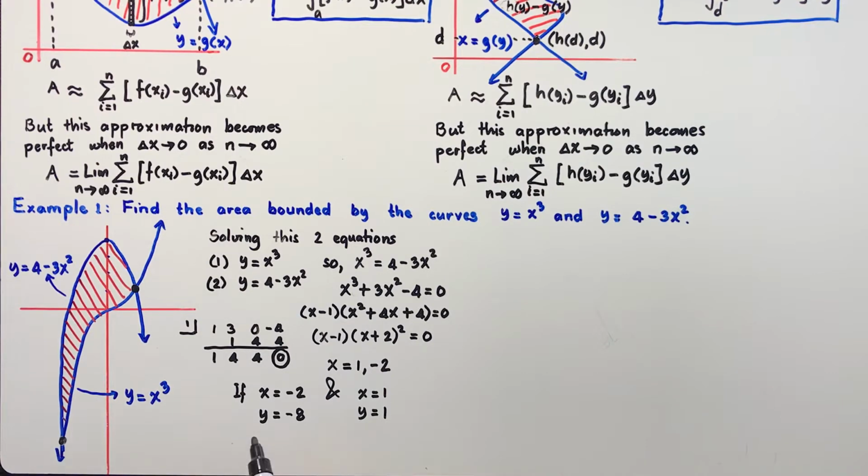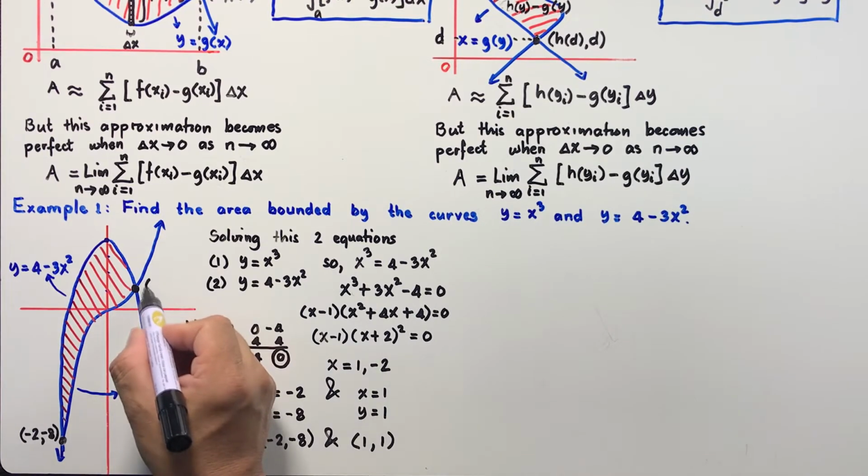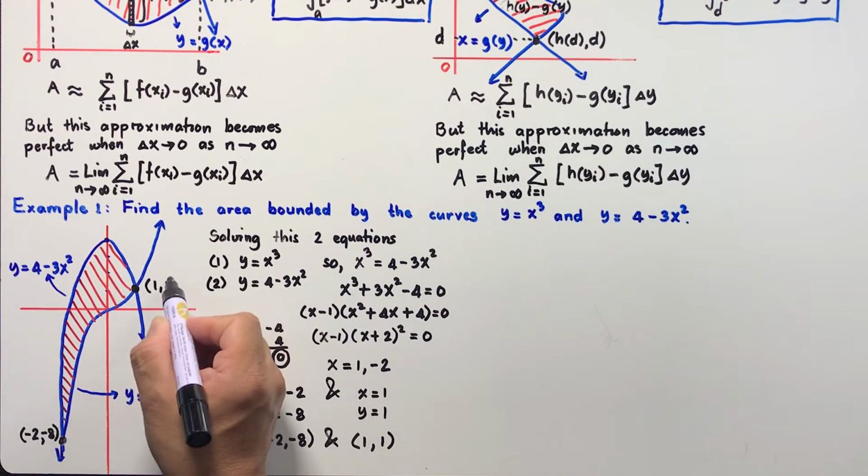So therefore, our points of intersection are negative 2 and negative 8, and this one having coordinates of 1, 1. So we know that the coordinates of this point of intersection is negative 2, negative 8. And this one has coordinates of 1, 1.